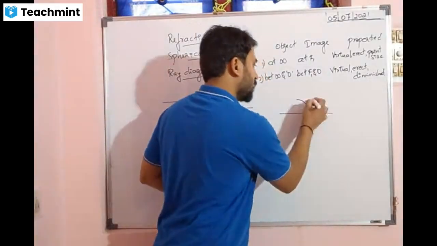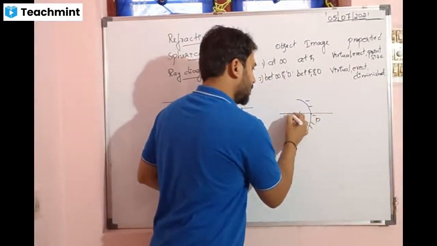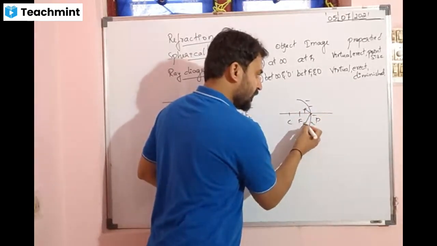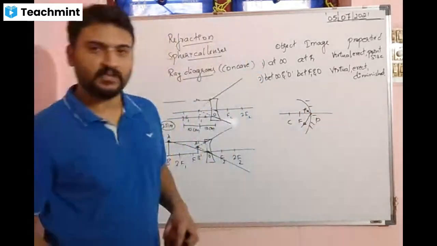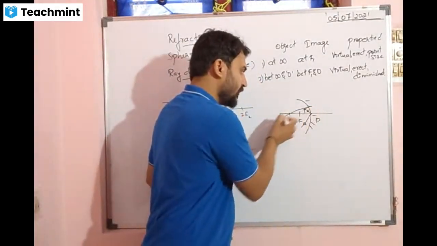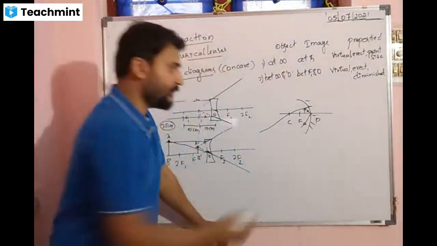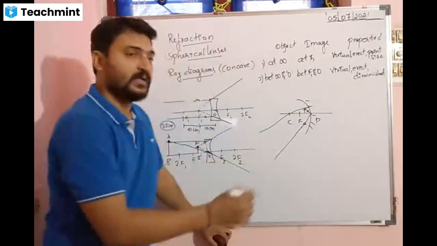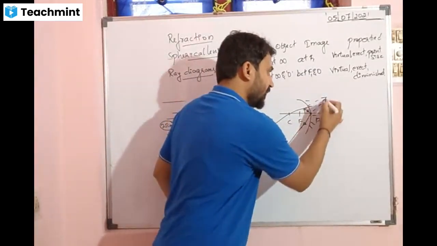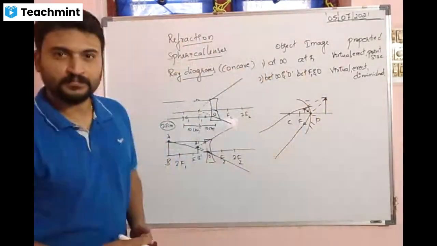You know this. This is pole, F, C. When the object is here, we consider this ray. Isn't it? And we consider the ray which hits the center of curvature. And we tell that these rays will never meet. So we will extend this, and we tell that the image is formed inside.